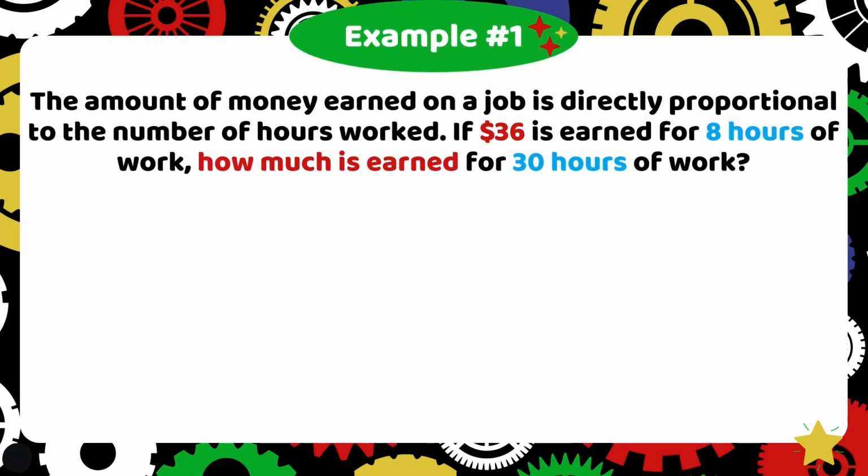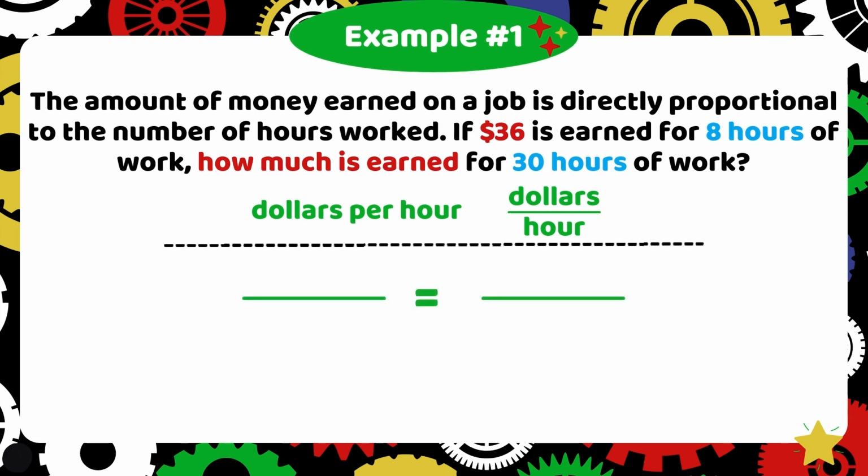Example number 1. Let's solve this by setting up a proportion. The amount of money earned on a job is directly proportional to the number of hours worked. If $36 is earned for 8 hours of work, how much is earned for 30 hours of work? The problem tells us how many dollars we earn for 8 hours, so the rate is set up as dollars per hour. We can plug that rate into the proportion. $36 is earned for 8 hours of work.